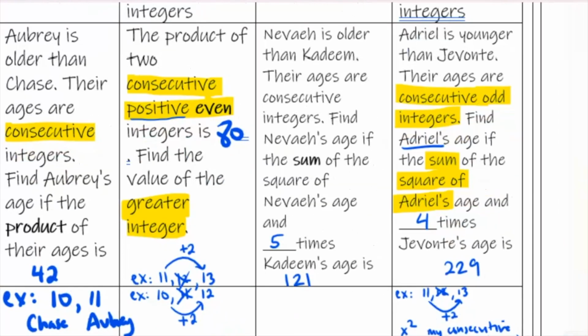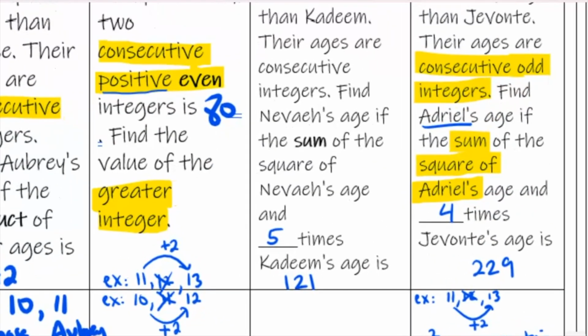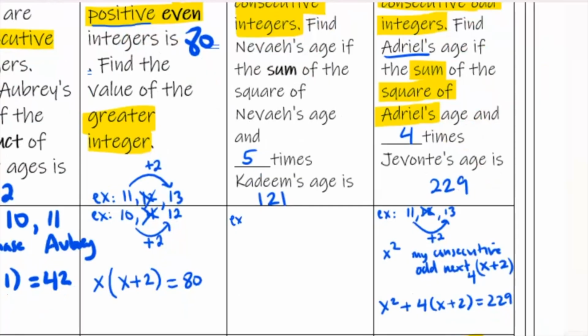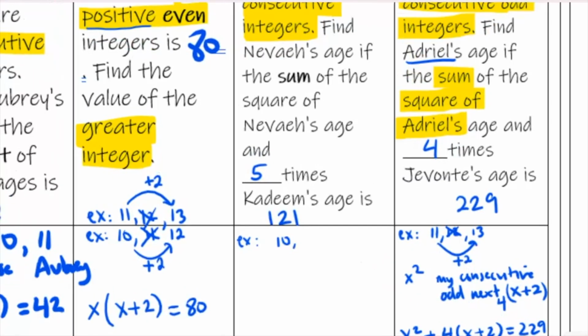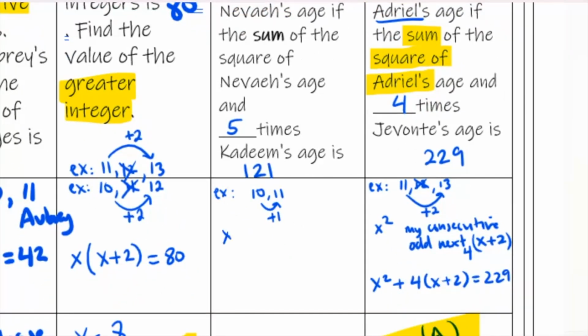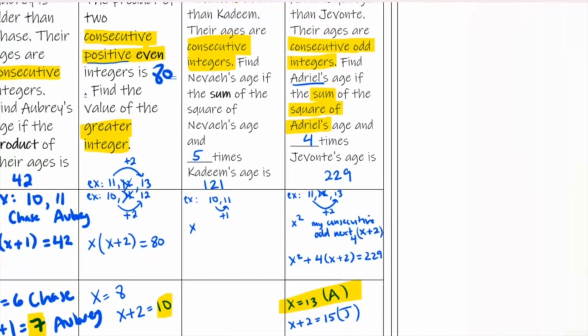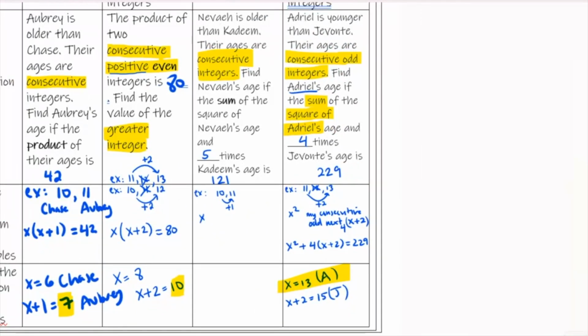All right. So this is saying consecutive integers, the numbers are right next to each other. For example, if I had 10, the next number would be 11. Does it tell me odd or even? No, it doesn't. So how do I go from 10 to 11? I'm just going to add 1. So the first person is going to be x, and we say who's the younger one. N is older than K, so this is going to be K and N's age is going to be x plus 1.